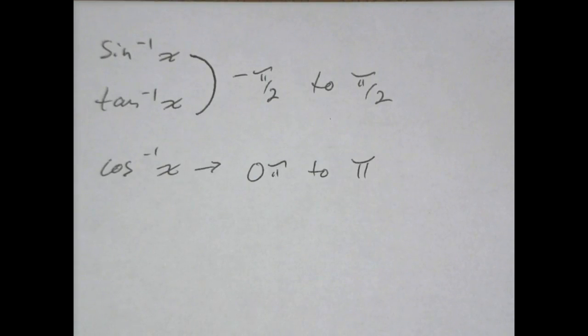All this is stating is the restrictions that we have already talked about. Sine inverse exists from negative pi over 2 to pi over 2. Tangent inverse also exists from negative pi over 2 to pi over 2. And then cosine inverse exists from 0 to pi. That's just condensing all of the restrictions that we just wrote with all of our parent functions.